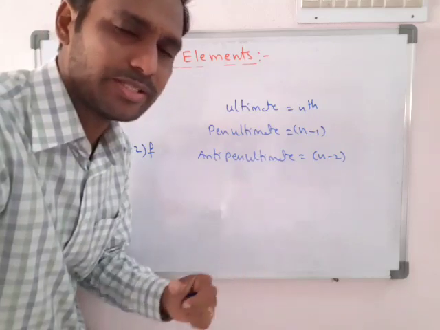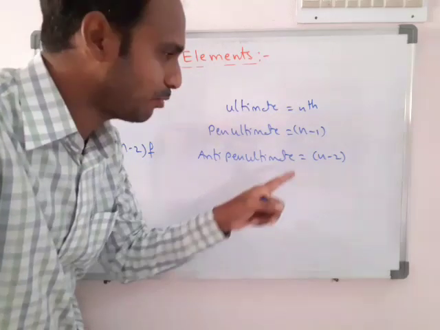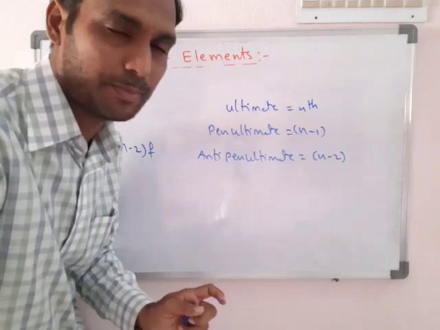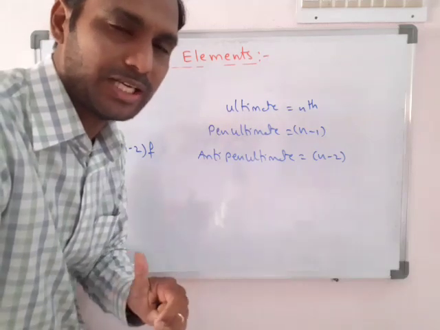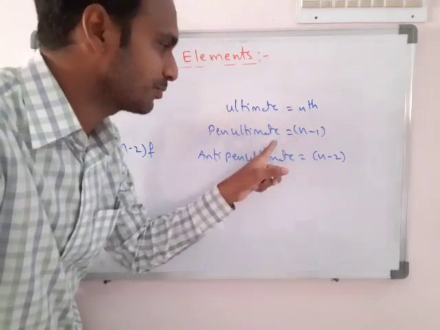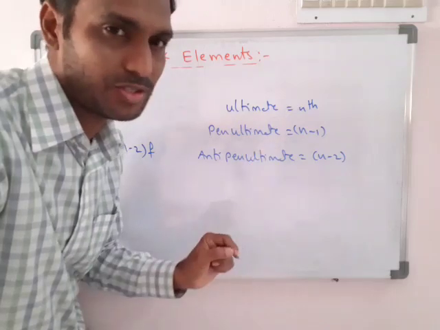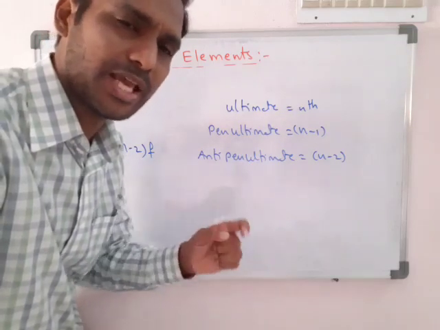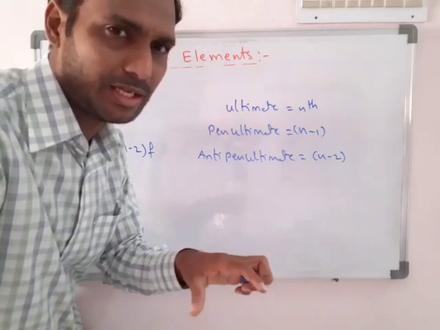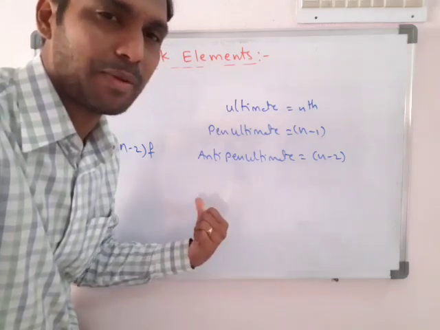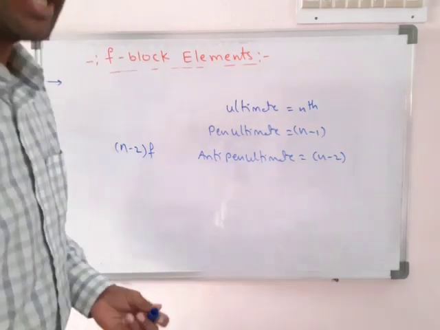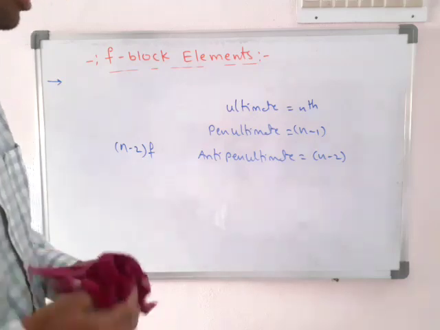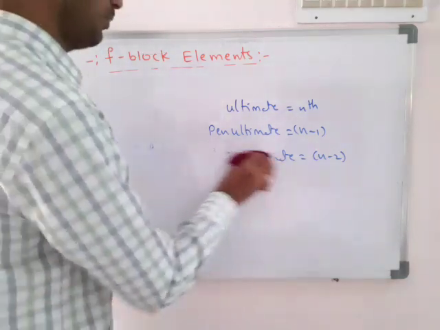What is the difference? For S block and P block elements, the differentiating electron is in the nth shell. For D block elements it is the penultimate shell, last but one shell. For F block elements, it must enter the f orbital, but it enters in n minus 2. That is why we mention this separately in the definition.